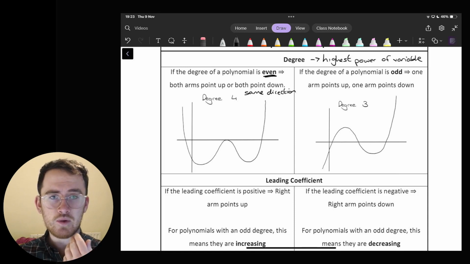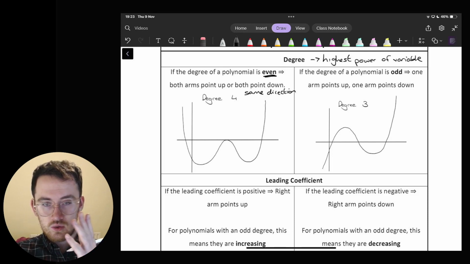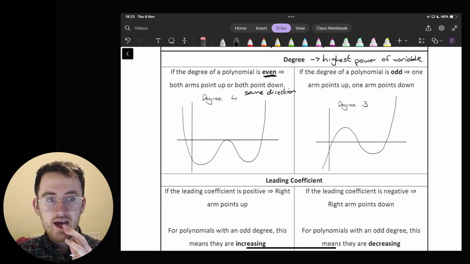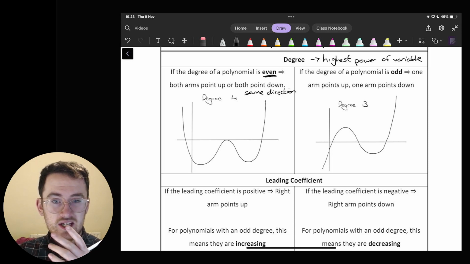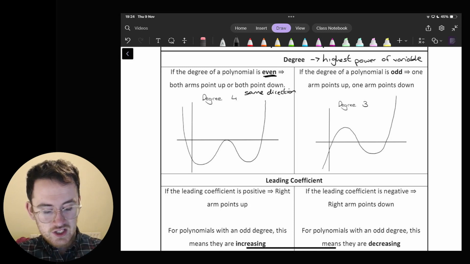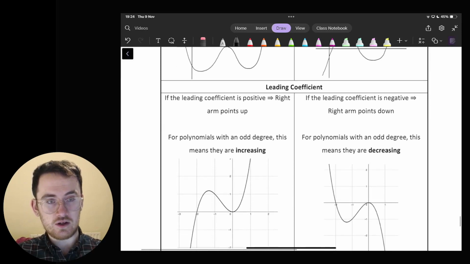So the degree there tells us immediately whether both arms are pointing the same way or not, but we also would want to know which way they are going to be pointing. It's one thing to know that they're both pointing the same way, or both pointing different ways, but particularly if they're pointing different ways, which one is up and which one is down? If they're both pointing the same way, is it up or down? And to know that, we need to look at the leading coefficient.